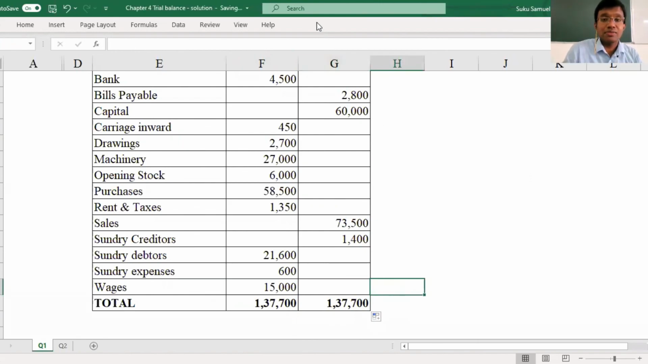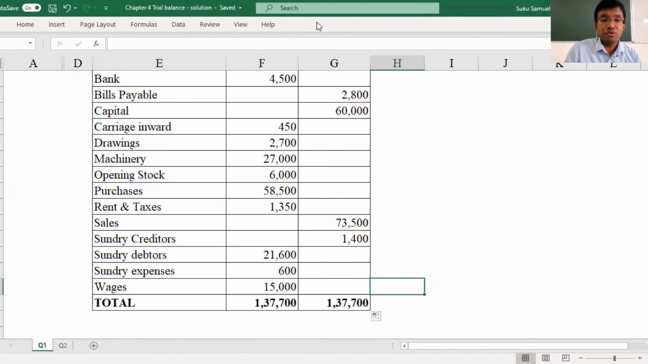So I have successfully completed the preparation of the trial balance for this particular question. I have completed the trial balance preparation for Mr.